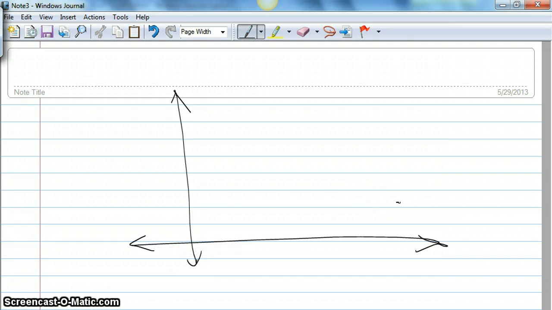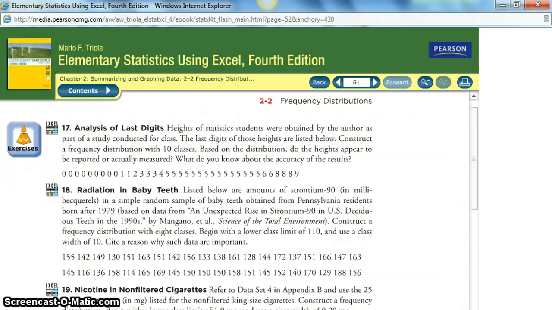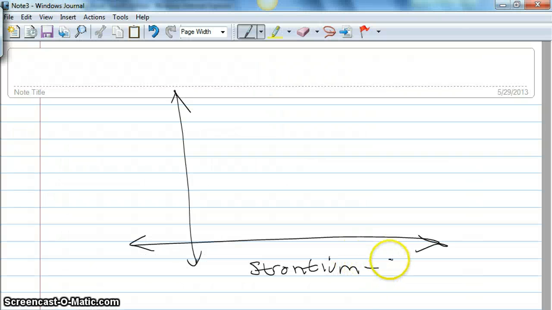And remember, our class boundaries are the amounts of strontium, right? I wonder what type of strontium that is. Strontium 80, strontium 90. Let's see here. Strontium 90. And the specific units were what? Millibecquerels. And sorry for my handwriting.